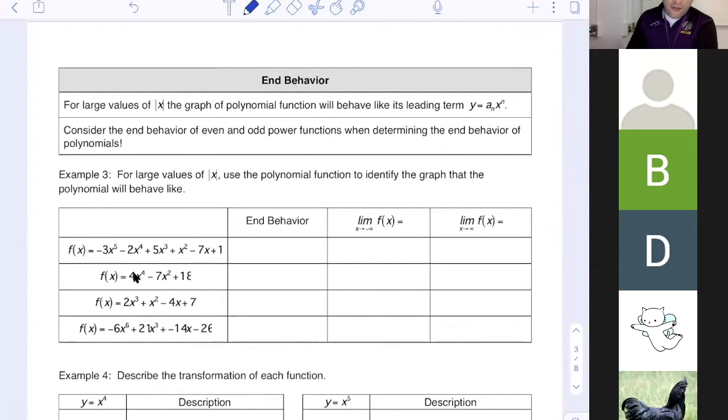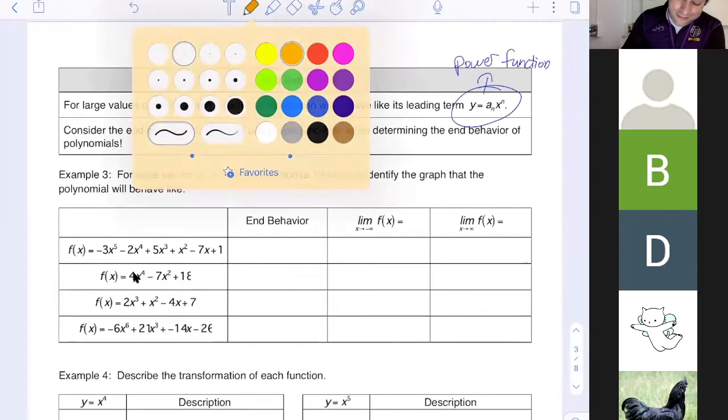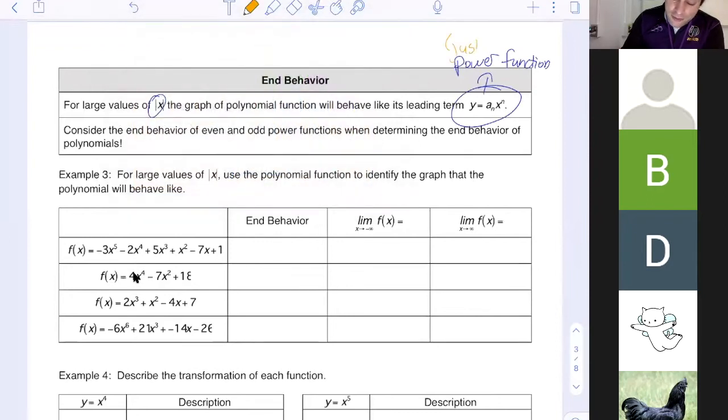For large values of x, large values of the absolute value of x. And the reason I had to say this is because we're saying large negative values and large positive values. So as x gets really, really small, or as x gets really, really large, the graph of a polynomial function will behave like its leading term, y equals a sub n times x to the n. This is your power function. But secretly, it's just the lead term.